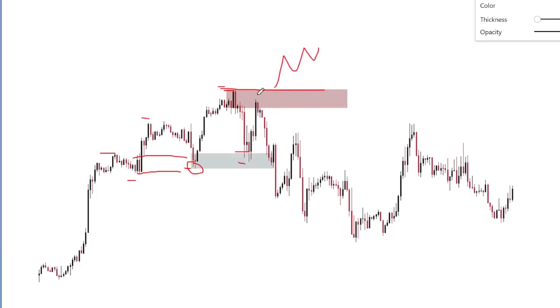The buyers from this area got stopped by the sellers of this extreme. And this is your internal to internal change of character, where the buyers that came in right here were not enough to overpower the sellers at the extreme of this area. And the sellers from this area reacted, and price broke structure and started a bearish cycle.